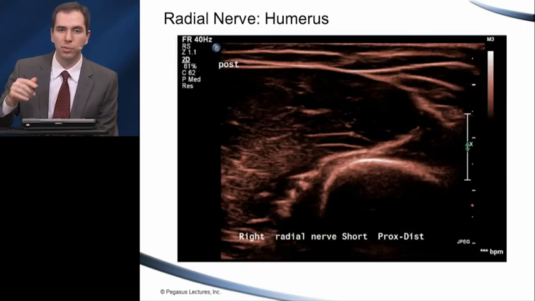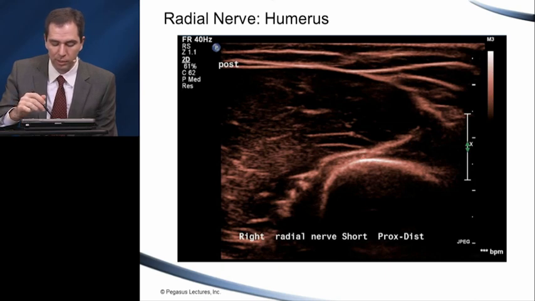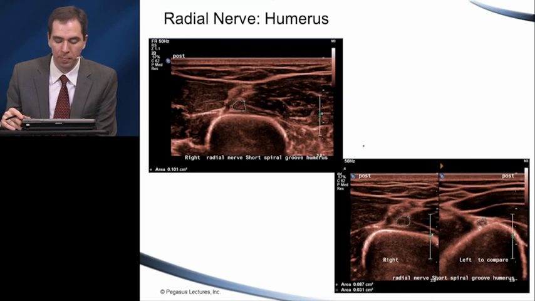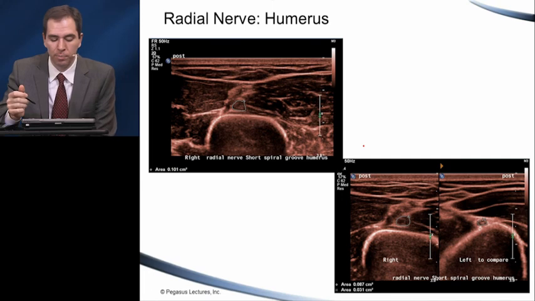So here's an image of the radial nerve within the spiral groove. We found it in this patient in that location. No abnormality here. This was a patient who had palsy, so sensory deficit in the posterior aspect of the thumb through ring finger. So like we talked about, the sensory innervation of the radial nerve, and also weakness in the extensor muscles.